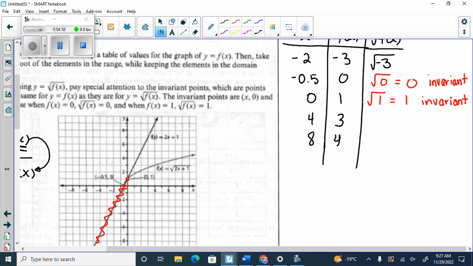Now what happens when I take a square root of a decimal between 0 and 1? So like say the y is 0.5. Take the square root of 0.5. Everyone do that.